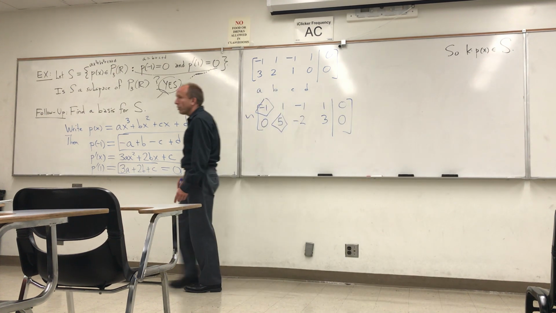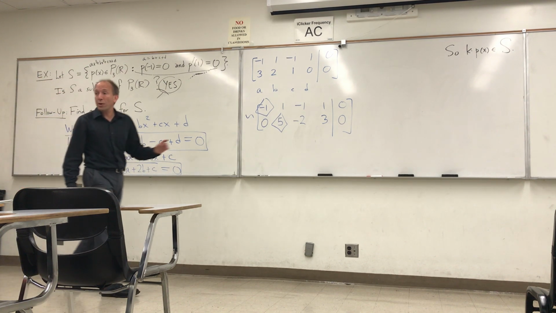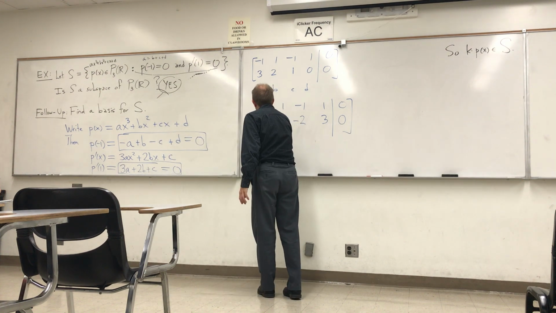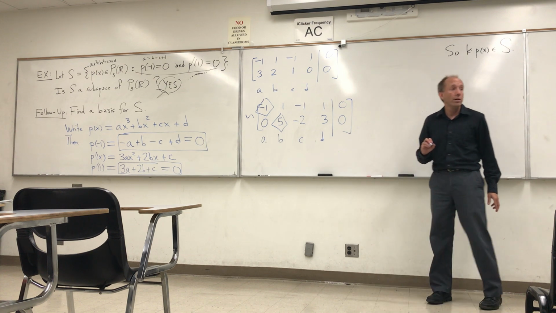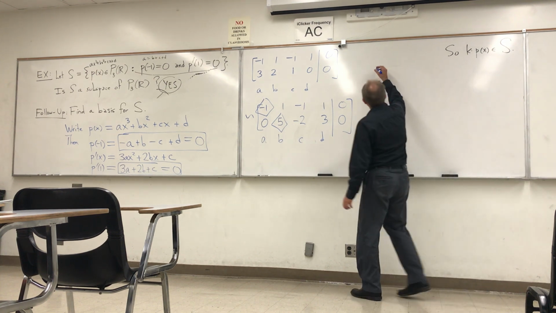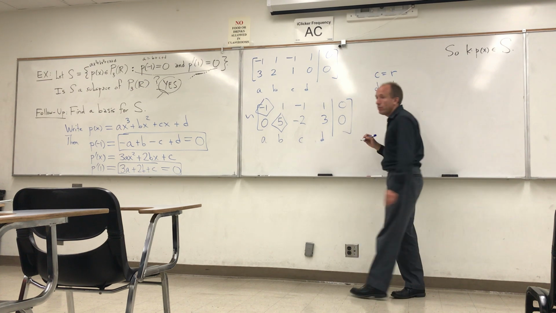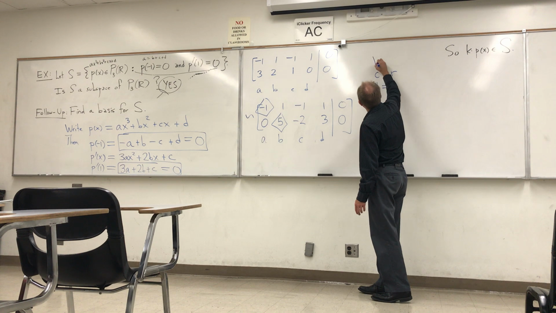Always a good idea to circle the pivots. I know I didn't make those pivots equal to 1, but that's okay. So this is what we would have. Which of my variables are the free variables? C and D, right? So I'm going to let C equal R, and I'm going to let D equal T. And then I have to figure out what A and B are in terms of those free variables.